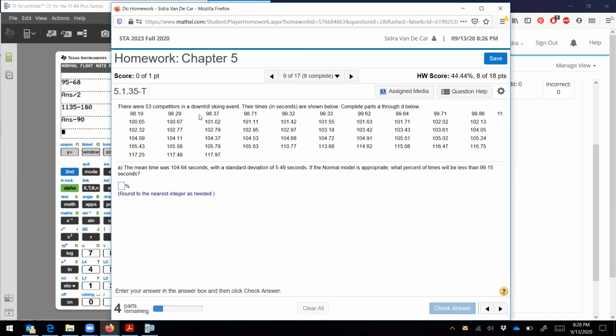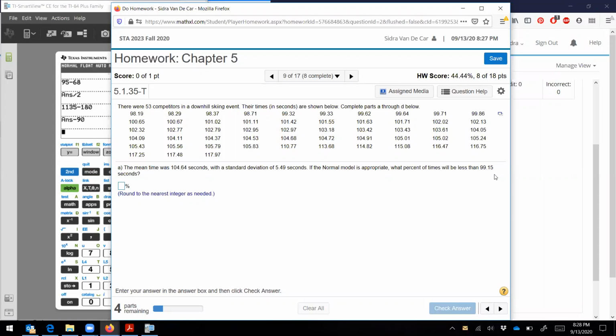All right, there were 53 competitors in a downhill skiing event. Their times in seconds are shown below, complete parts A through D. The mean time was 104.64 seconds with a standard deviation of 5.49 seconds. If the normal model is appropriate, what percent of times will be less than 99.15? All right, so we need to know what that z-score is for 99.15.